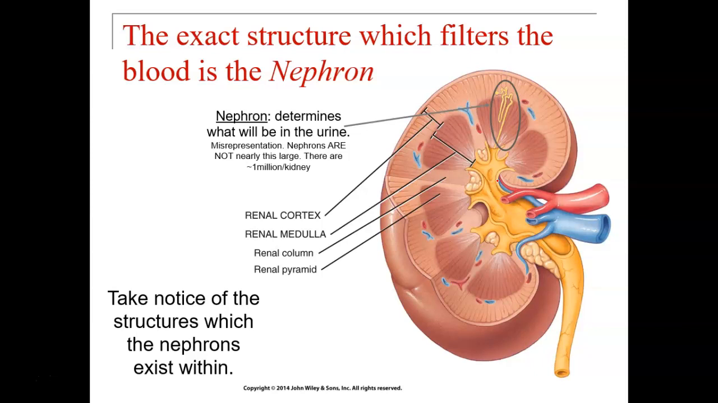So the concentration of the blood, as I mentioned, needs to be highly regulated. There's a structure within the kidney called the nephron. The nephron is not really that big, and it is not this size. There are around a million, give or take, nephrons in each kidney. So no, it is not nearly this large.